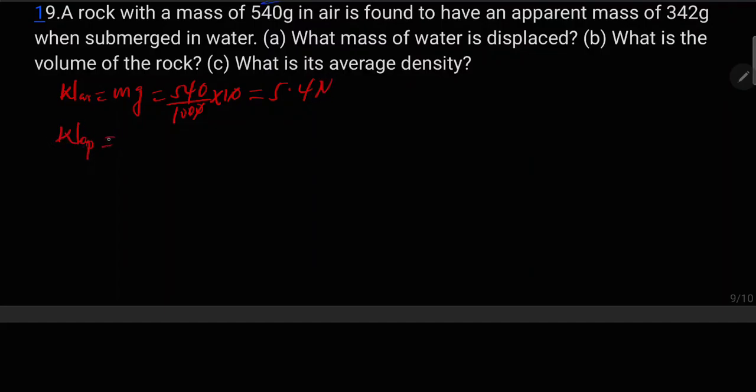Apparent weight of the object in water is equals to mg, which is equals to 342 gram over 1000 kilogram times 10, which is equals to 3.42 Newton.